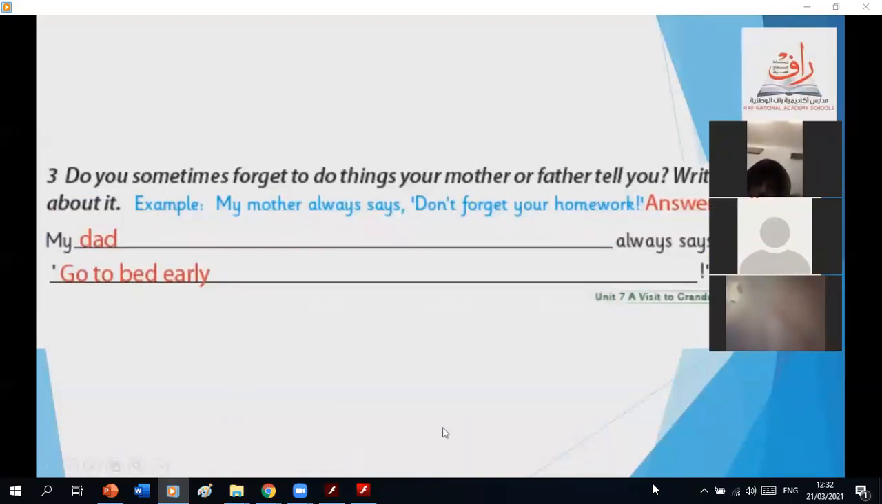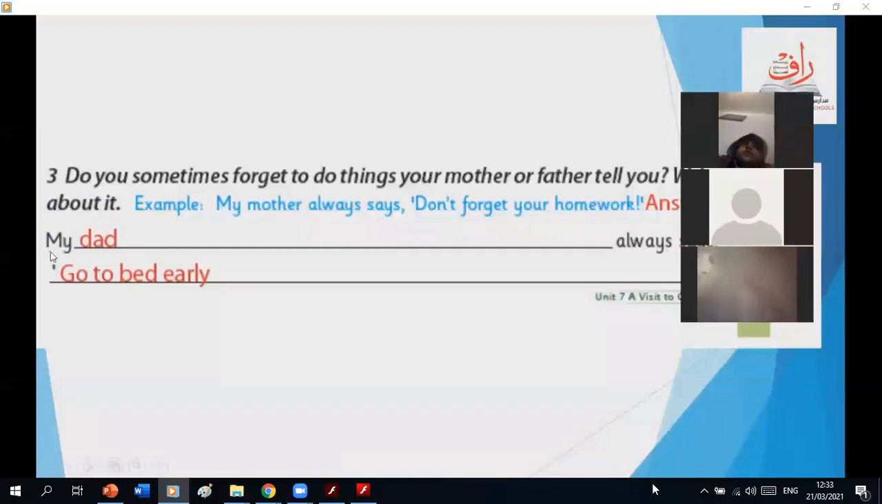Miss, complete with the example up. My mother always says, don't forget your homework. What do we say, miss? We're going to say my mother or my dad. We're going to write my dad always says, go to bed early. Okay.